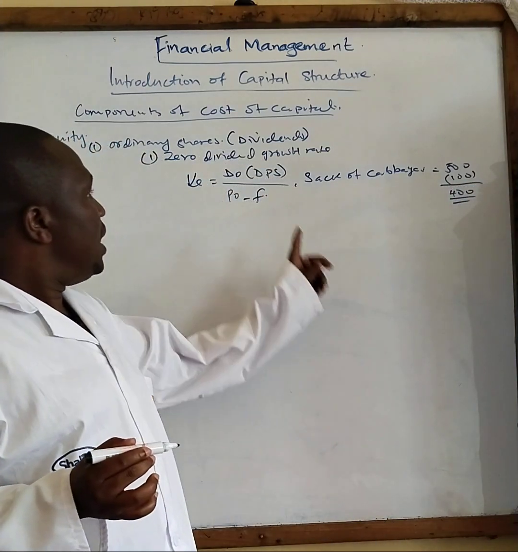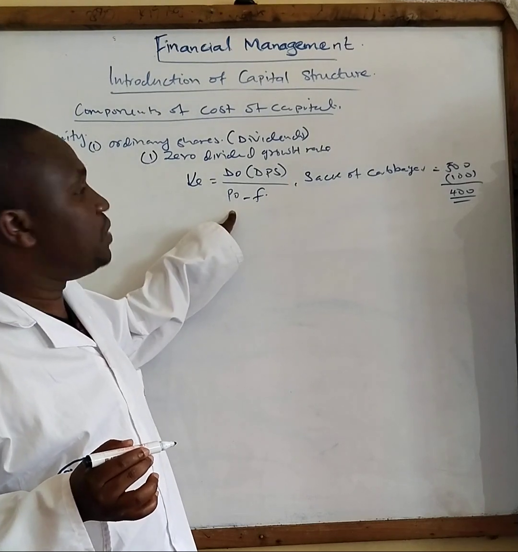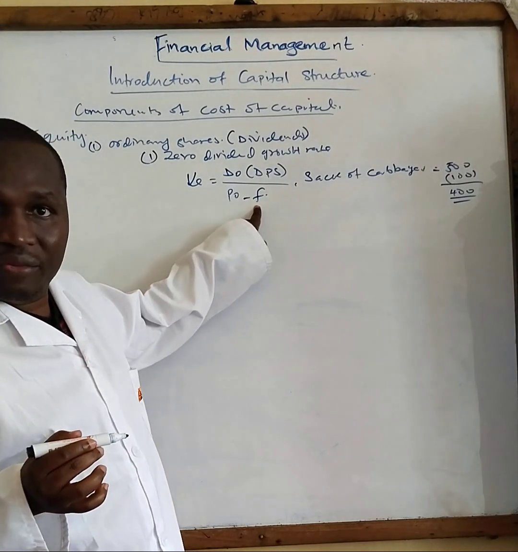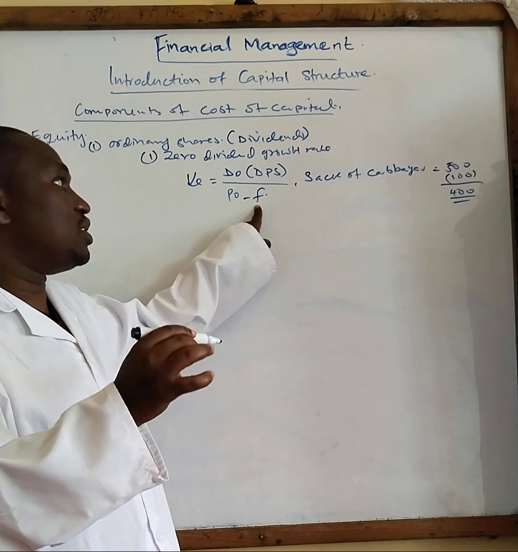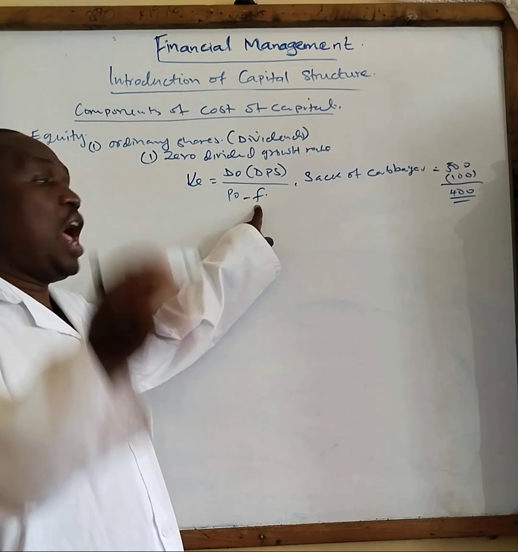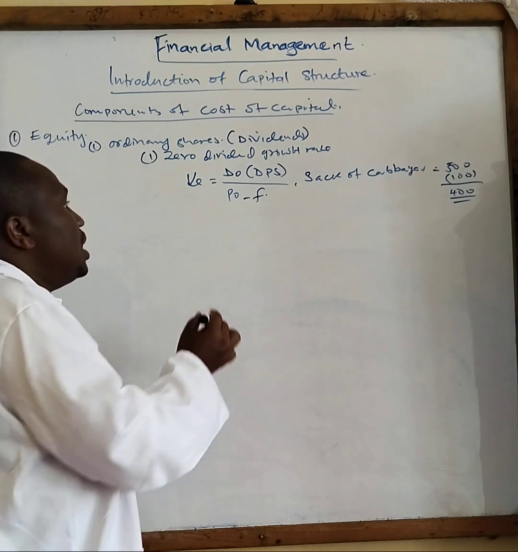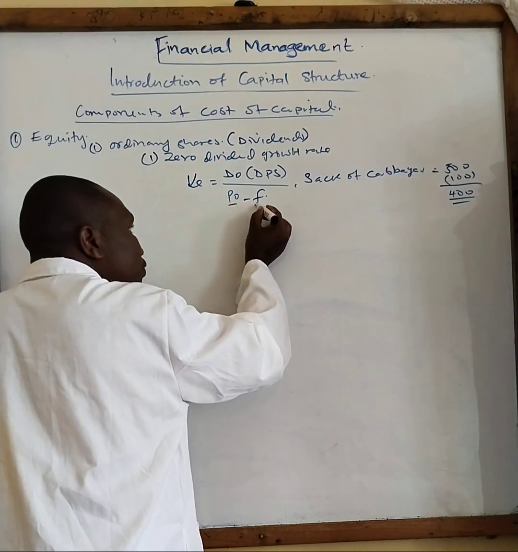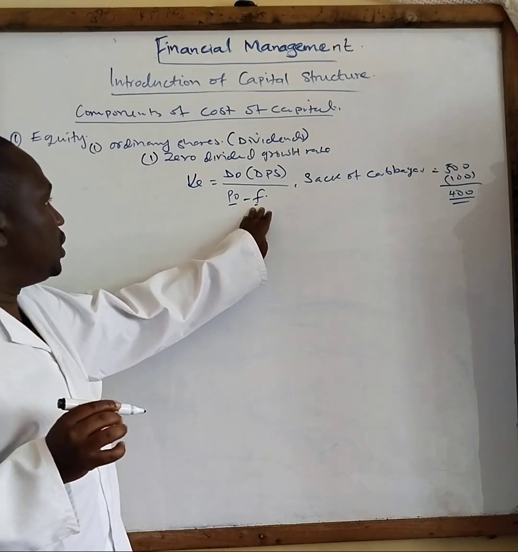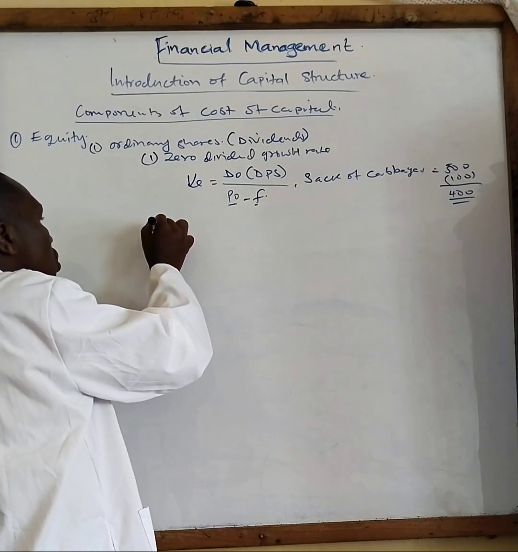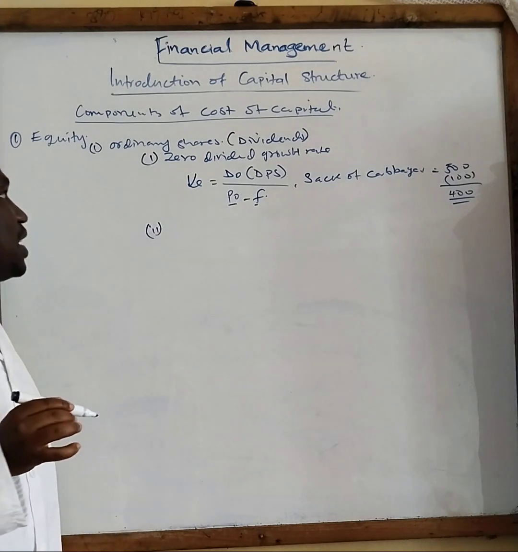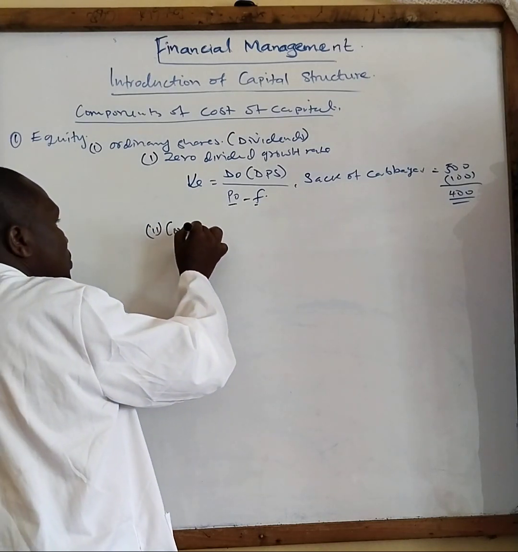Therefore, the market value is mainly affected by flotation. And I've said flotation here is the additional cost one incurs to secure that particular loan. So in this case, we are saying market value is affected by flotation. Flotation will reduce the market value. That is number one. Number two, on the same equity, we can discuss constant.